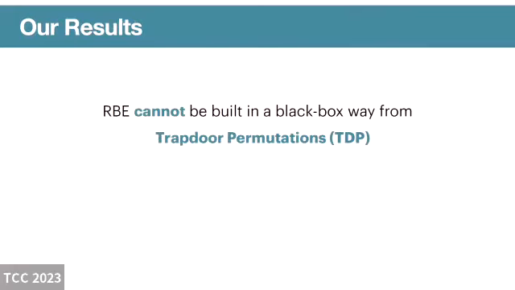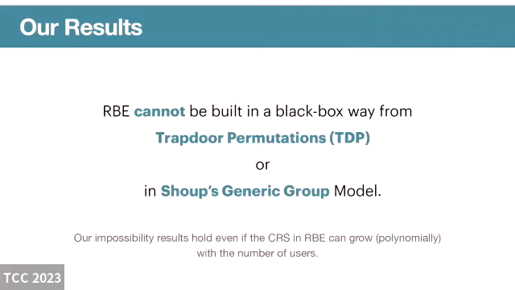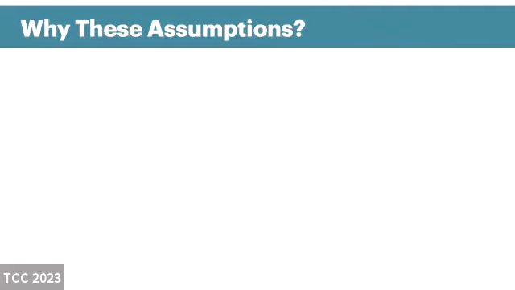So in our work, we showed that RBE cannot be built in a black-box way from trapdoor permutations or in Shoup's generic group model. And both of these impossibility results also hold even if there's a CRS whose length can grow polynomially with the number of users.